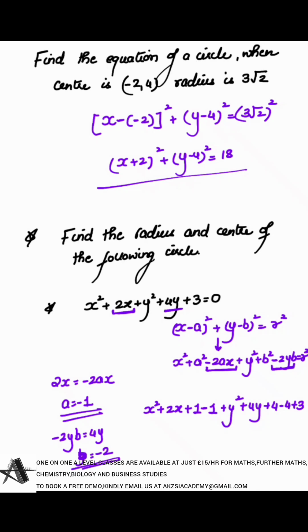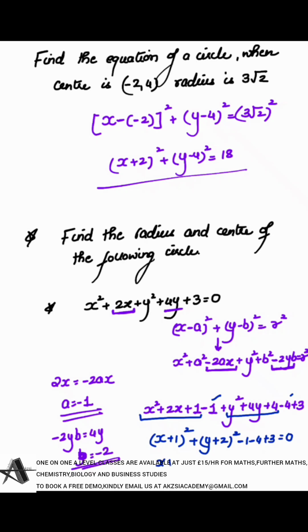Now, see this one, x squared plus 2x plus 1 will become x plus 1 whole squared, because it's basically the expansion of x plus 1, which is x squared plus 2x plus 1. Similarly, for this one, this will be y plus 2 whole squared. The remaining are negative 1, negative 4 and 3. So negative 1, negative 4 plus 3 equals 0.